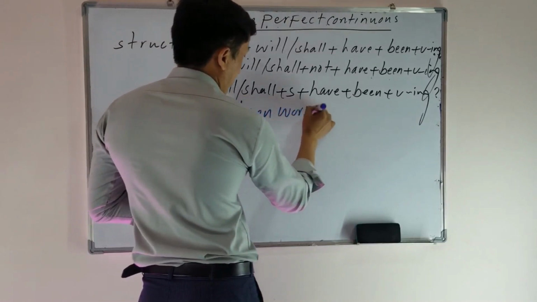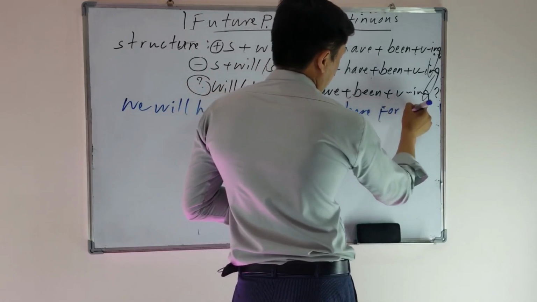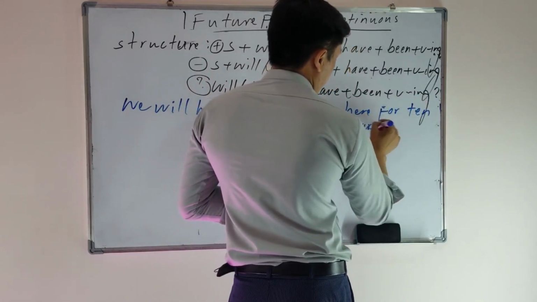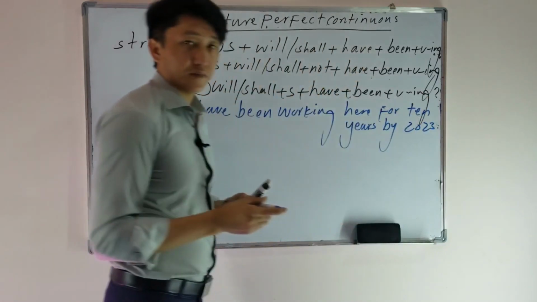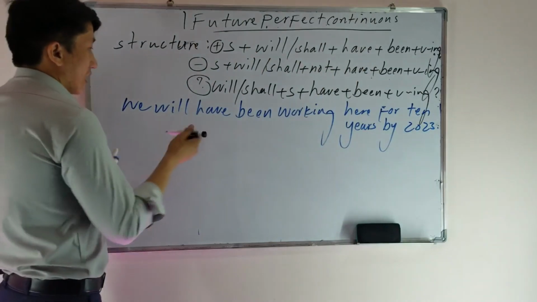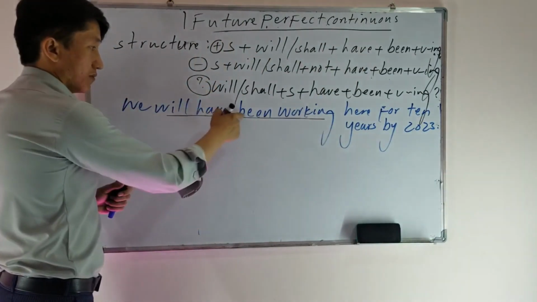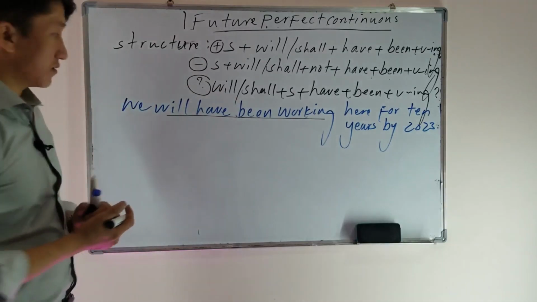Now, if I have to give an example, look, we can say we will have been working here for 10 years, for example, for 10 years by 2023, for example. Now, this is the structure. We will have been working here for 10 years. Will plus have plus been plus verb ing. This is the structure, positive.